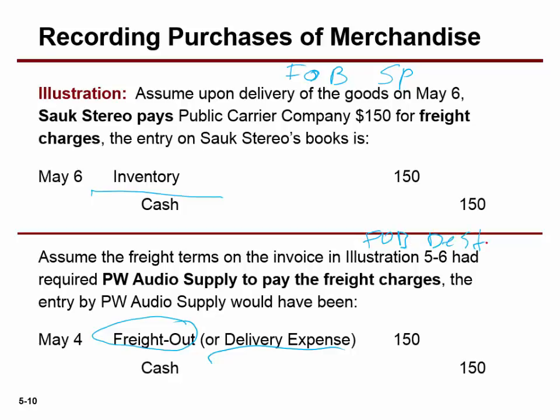Okay, good. What do you think this is called then when we pay the freight? When the buyer pays the freight, that's called freight in, isn't it? Okay, good. So again, freight out is paid by the seller, an operating expense. Freight in is paid by the buyer, part of the cost of the inventory, right? Freight out, freight in. Okay, good.